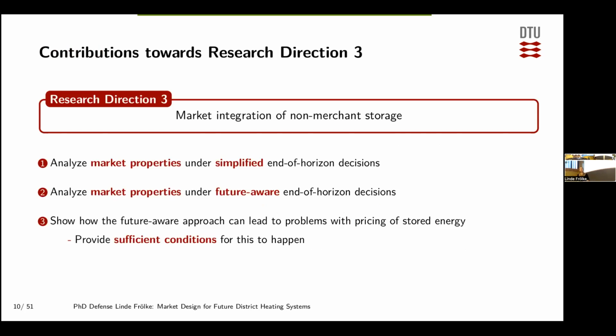Towards this third research direction, we look at this specific market design and the market integration of non-merchant storage. And there we analyze the market properties of this market design, first on simplified end of horizon decisions. And then we move on to a situation where we take future aware end of horizon decisions and again analyze the market properties. And a final contribution is that we show that still the future aware approach can lead to a problem with the pricing of stored energy. And there we provide a set of sufficient conditions for this problem to happen and also support this with proofs.